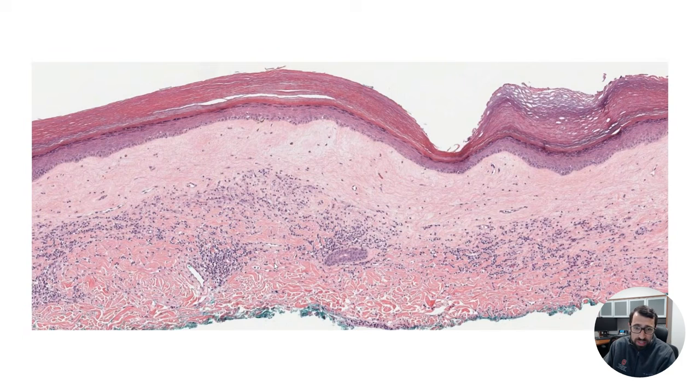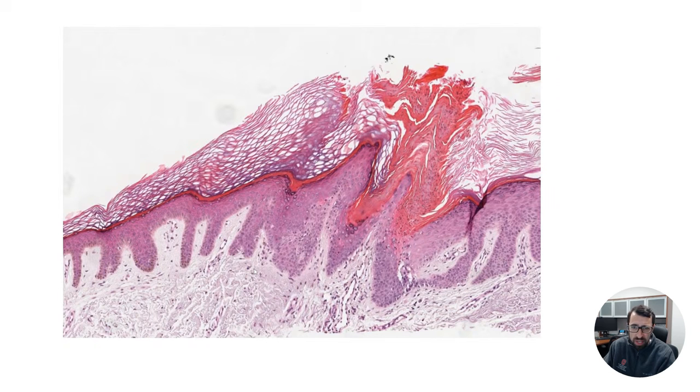Here is kind of a 1-second diagnosis of the red, white, and blue. You get compact orthohyperkeratosis. You get atrophy of the epidermis with some mild vacuolar change, hyalinization of the dermis, and then a brisk underlying lymphocytic infiltrate. Red, white, and blue, this is lichen sclerosus, or LSNA.